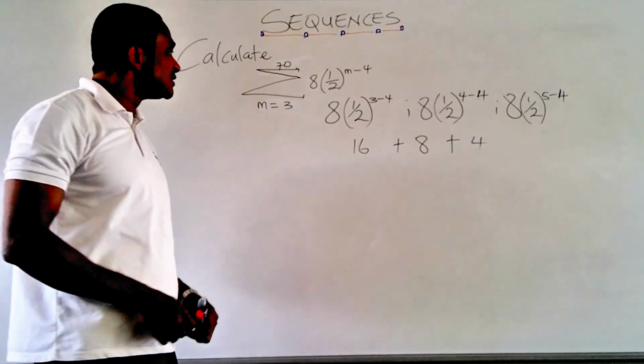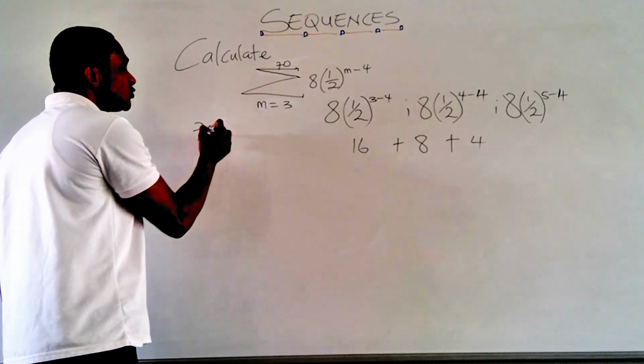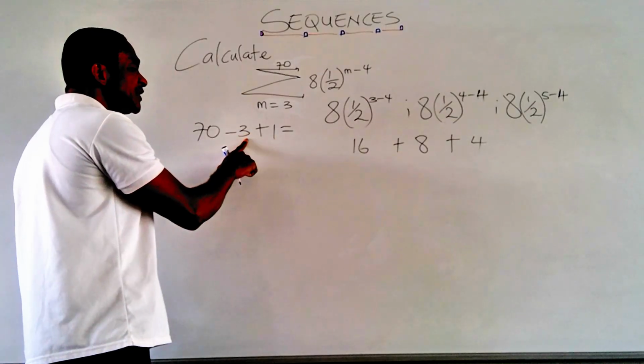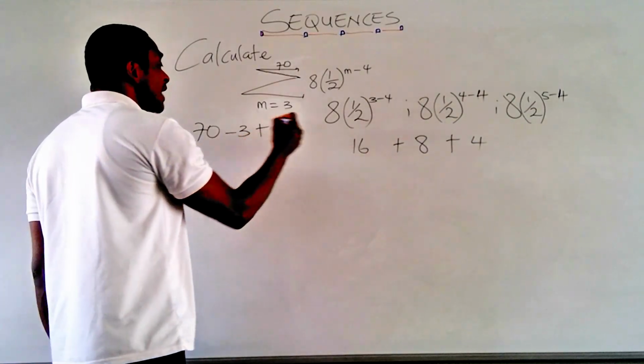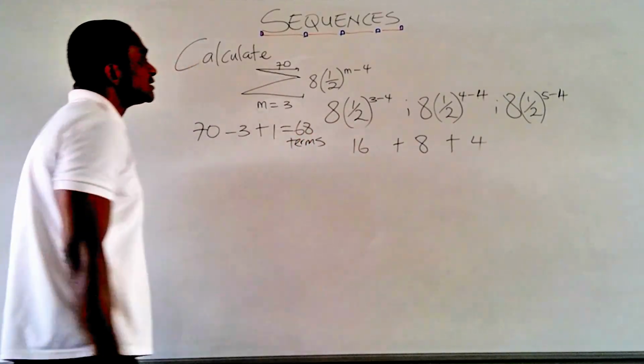So what do we do next? Let's get the number of terms. Remember, it's top minus bottom plus 1. So 70 minus 3 is 67. Plus 1, that is 68. It means we have 68 terms in this sequence.